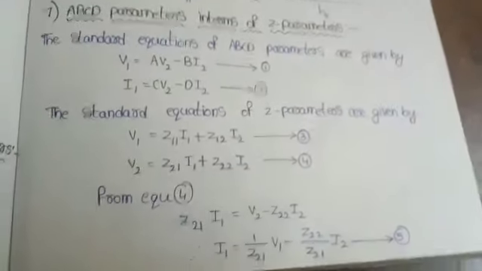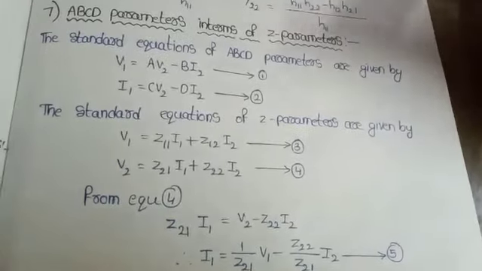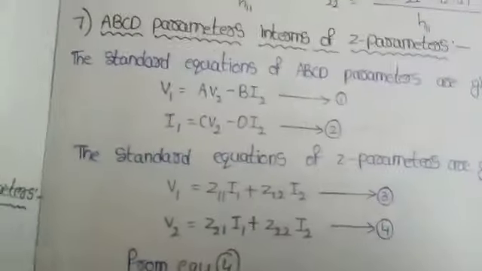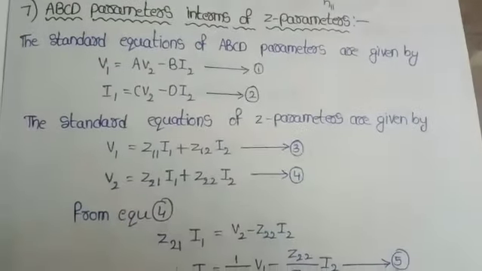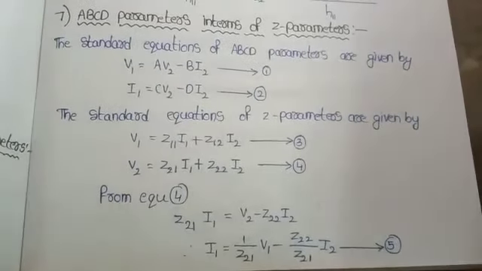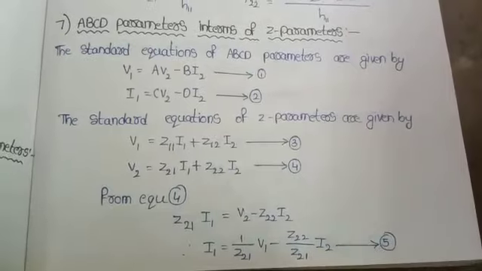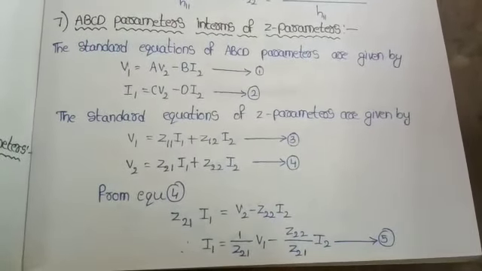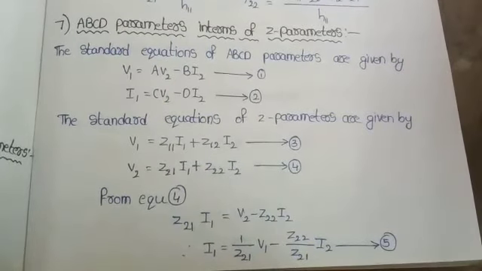Now go for the other relations. ABCD parameters in terms of other parameters. First of all, ABCD parameter in terms of Z parameters. The standard ABCD parameters are V1 equal to AV2 minus BI2, I1 equal to CV2 minus DI2, and standard Z parameters are V1 equal to Z11 I1 plus Z12 I2, V2 equal to Z21 I1 plus Z22 I2.